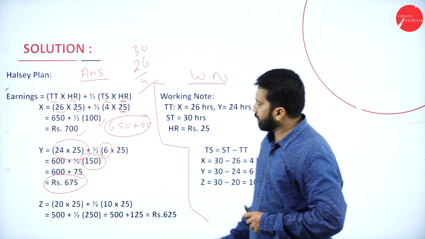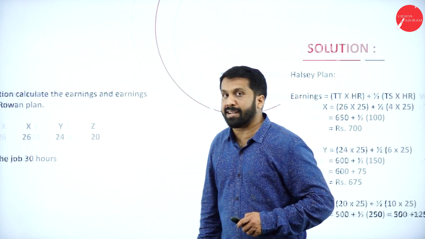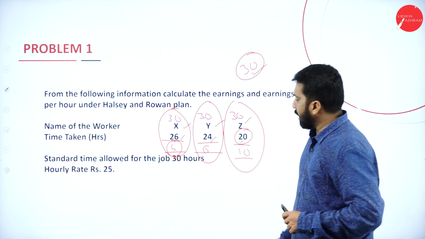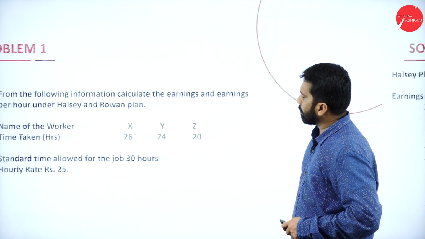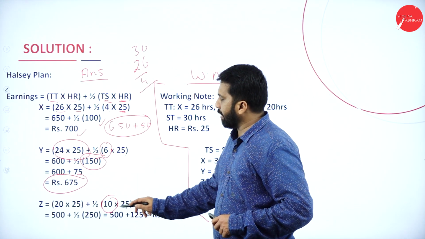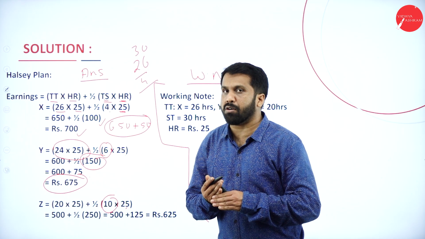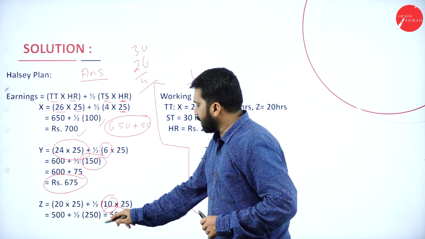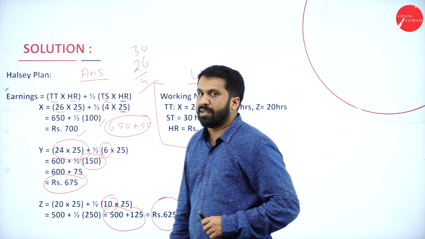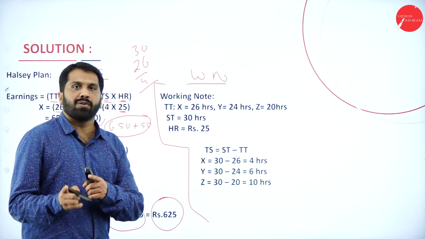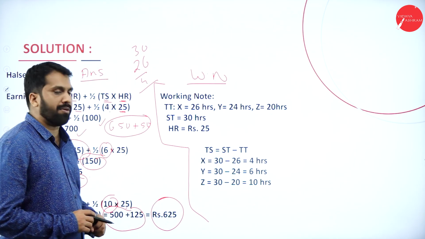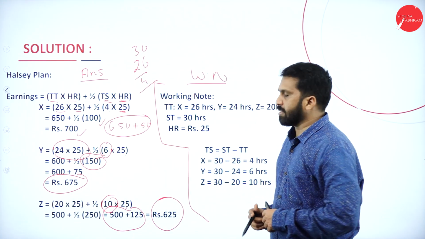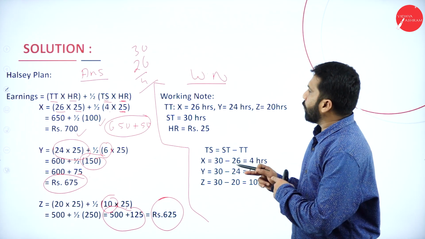And the last person, he has saved 10 hours. How come 10 hours? He completed in 20 hours. Actual given was 30. The answer will be 10. So he has saved 10 hours into 25. It will be 250. Half of the 250, how much? 125. 125 we are supposed to take. 500 plus 125, we will get 625. Hope you understood. So this is all about your calculations. Now, how much did we get? We got 625.